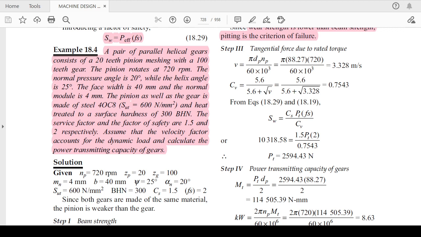So as in the last session, we discussed the formulas related to helical gear design and the force analysis. Okay, so we stopped here at this example of helical gear.